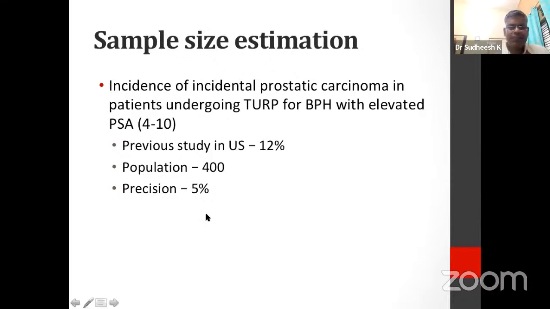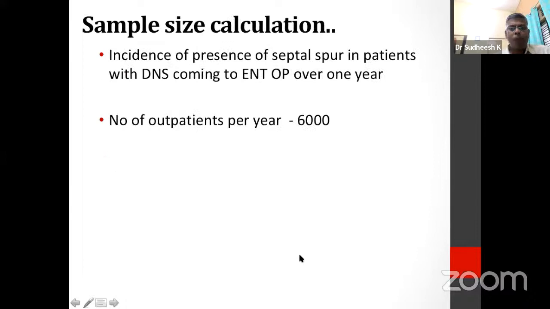So precision is the range within which you are expecting the number to be. For example, your estimated percentage is 12%. You have a precision of 5%. That means you expect the result anywhere between 12 minus 5, which is 7, and 12 plus 5, which is 17. So you are expecting a result anywhere between 7 and 17% in your study. With these assumptions, you can calculate the sample size.